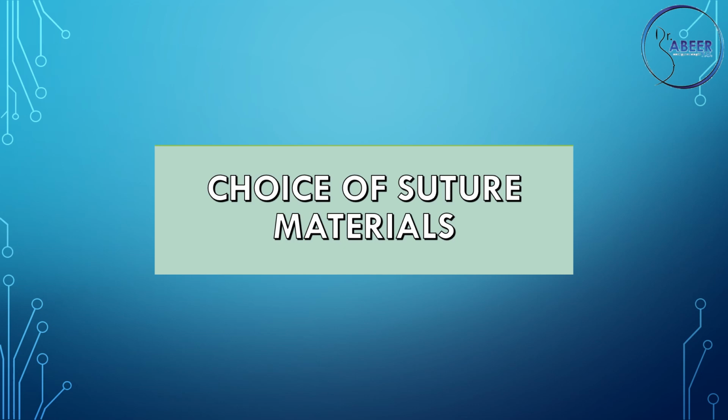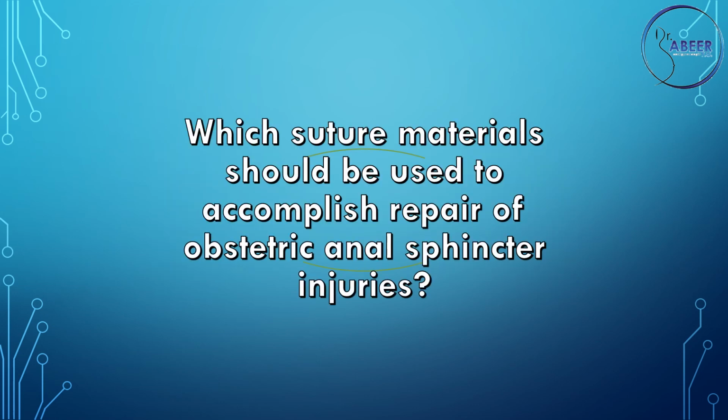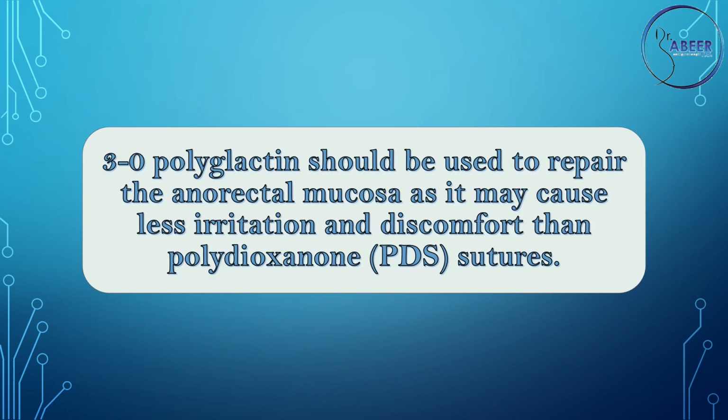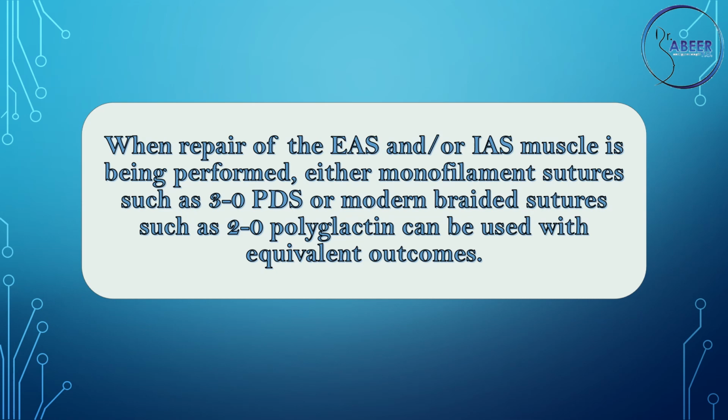Choice of suture materials. Which suture materials should be used to accomplish repair of obstetric anal sphincter injuries? 3-0 polyglactin should be used to repair the anorectal mucosa as it may cause less irritation and discomfort than polydioxanone or PDS sutures. When repair of the external anal sphincter and/or internal anal sphincter muscle is being performed, either monofilament sutures such as 3-0 PDS or modern braided sutures such as 2-0 polyglactin can be used with equivalent outcomes.